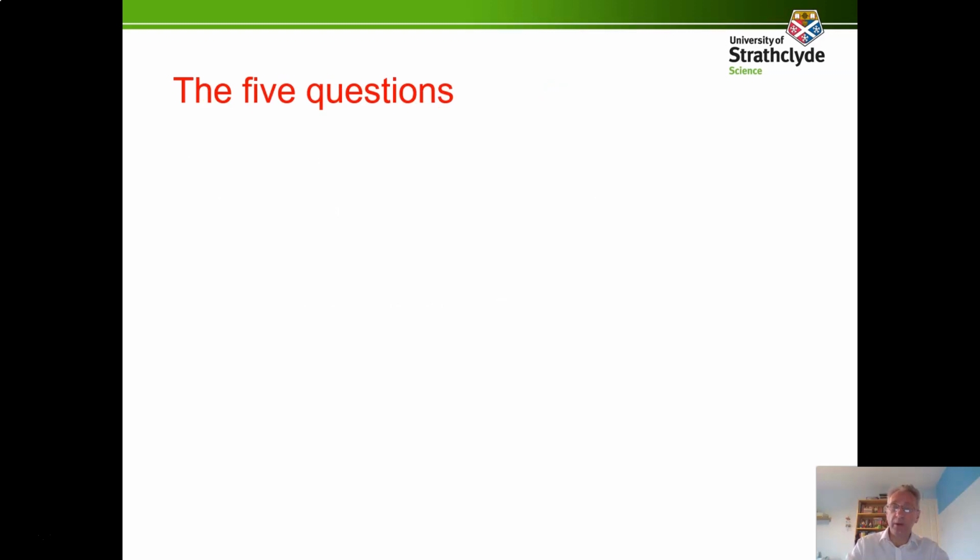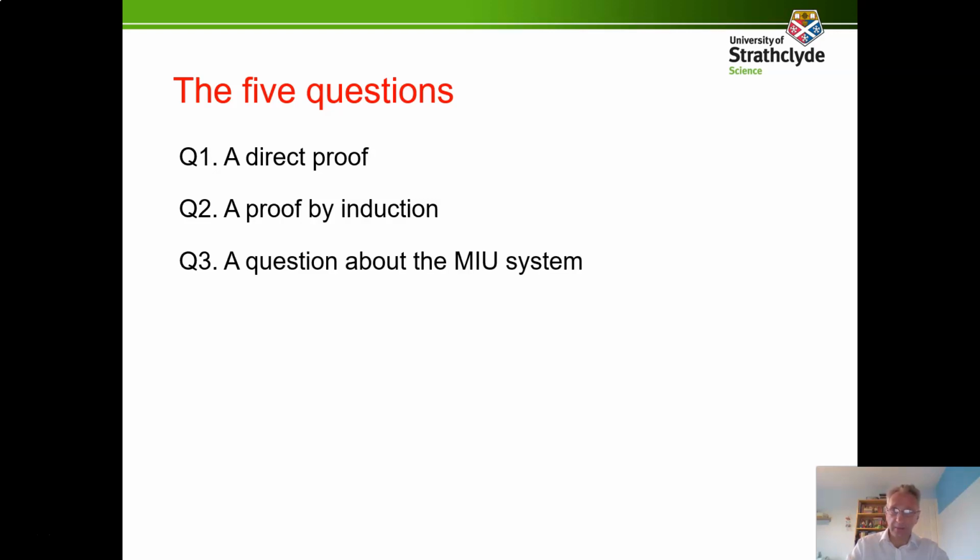The subjects of the questions: the first one is on a direct proof. You've had plenty of experience doing these now, and I've put a revision example up for you. The second question is a proof by induction for you to do, and I've put a couple of revision examples up for you in this week's materials.